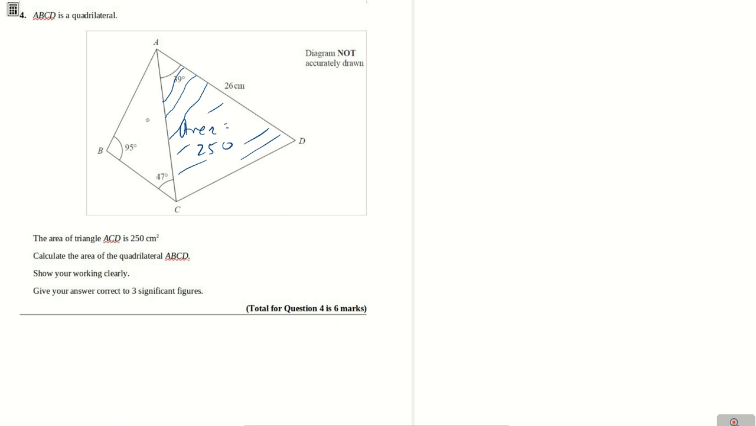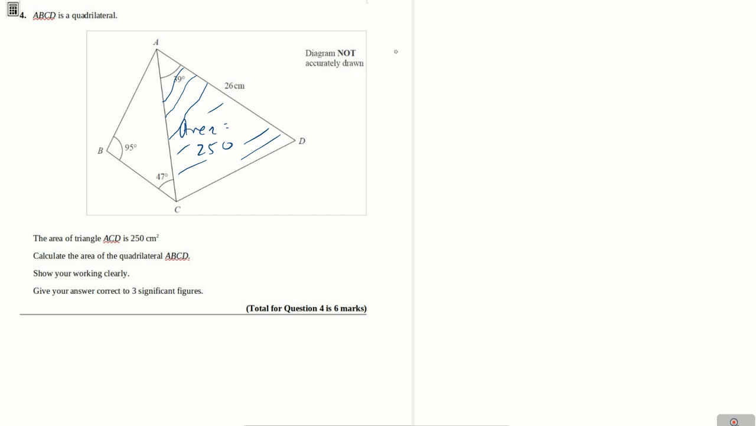Right, now the reason why that's useful is because that enables us to work out what the length AC is. And when we've got the length AC, we should also then be able to find the length BC and hence find the area of the other triangle ABC, and then we add them together and that'll give us the area of the quadrilateral. But first of all, let's work out the length of AC.